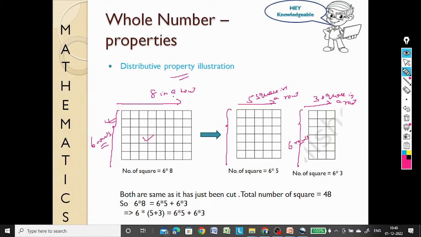So if you see, this piece of cloth is the sum of this piece of cloth and this piece of cloth. So it can be written as 6 into 8 equals 6 into 5 plus 6 into 3, and 8 can again be written as 5 plus 3. So this line is what we had read in the earlier slide. This is called the distributive property. This was just an illustration to show a real life example.